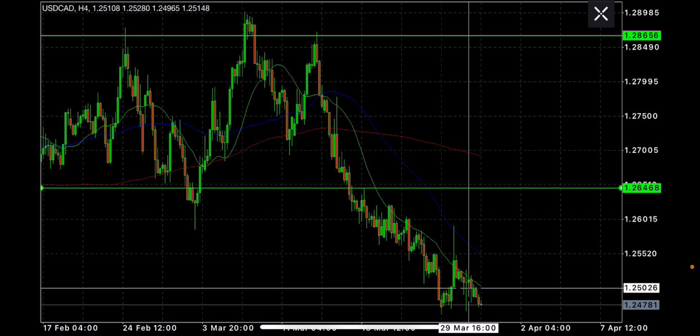And then this chart will start to pick back up pretty soon. Anytime the CAD is right there in the middle between strong and weak, you have to pay attention to oil to see what's going on, because that's going to be the push to whether it's going to be on the weaker side or the stronger side.